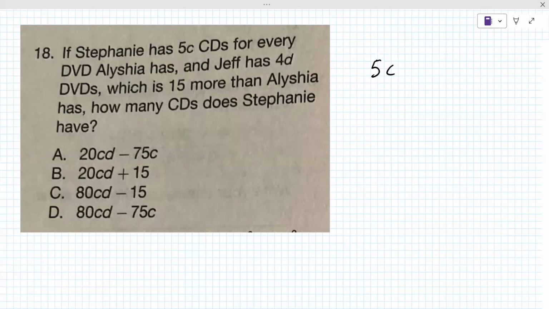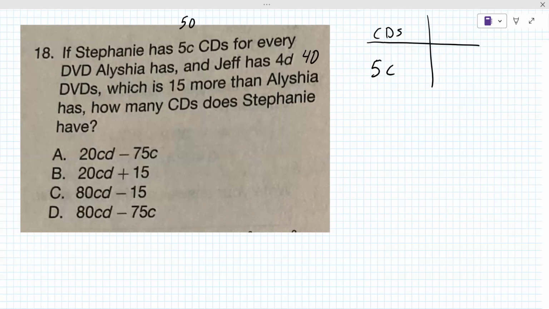5C CDs for every DVD that Alicia has. So that's good to know. And Jeff has 4D DVDs, which is 14 more than Alicia has. How many CDs does Stephanie have? So this one feels really complicated, right? But if we had some numbers, like let's say it was 50 CDs for every DVD Alicia has, and Jeff has 40 DVDs, which is 15 more than Alicia has. How many CDs does Stephanie have? We could probably calculate that.